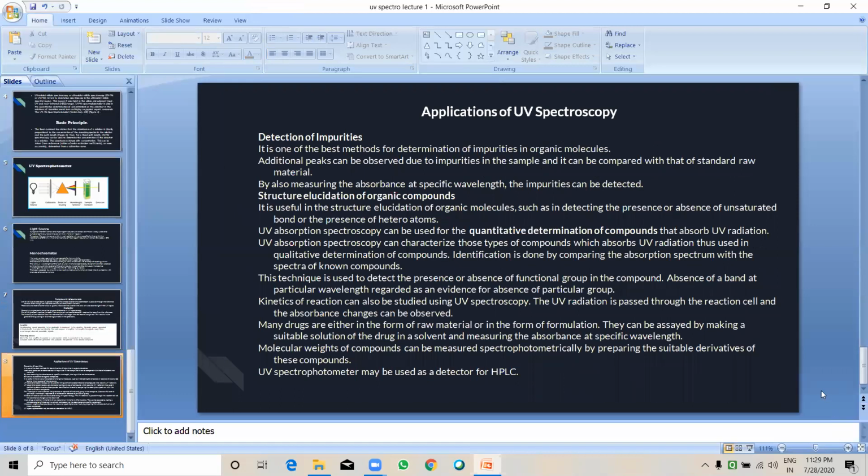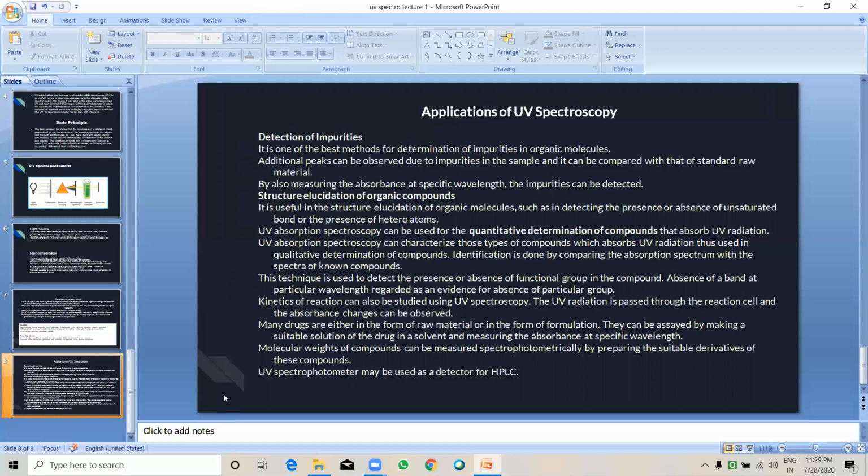Applications of UV spectroscopy. Detection of impurities, structure elucidation of organic compounds. It is useful in the structure elucidation of organic molecules. UV absorption spectroscopy can be used for the quantitative determination of compounds that absorb UV radiation. UV absorption spectroscopy can characterize those types of compounds which absorb UV radiation, thus used in qualitative determination of compounds.